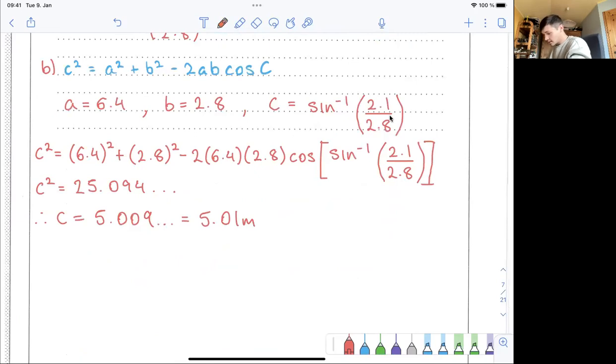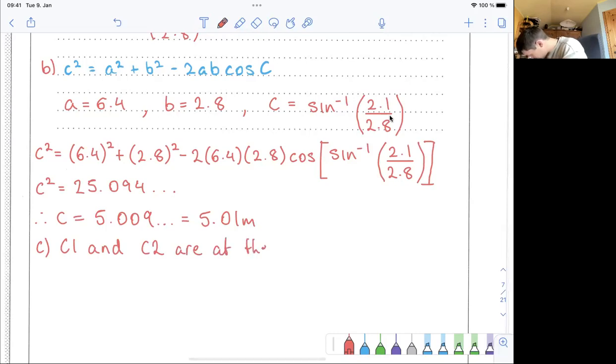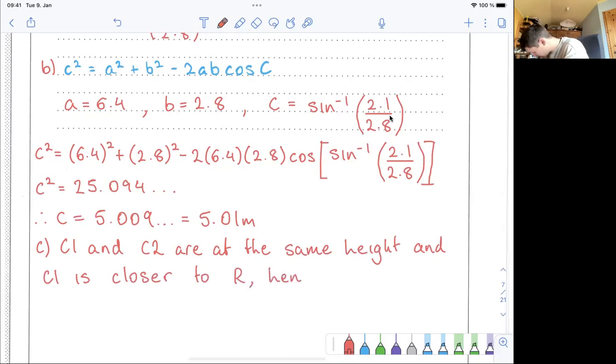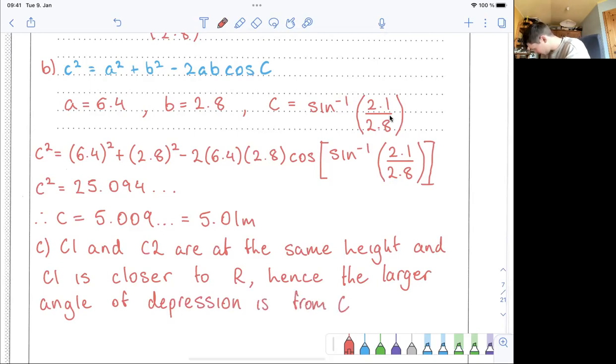So if we come down here, we'll say C1 and C2 are at the same height, and C1 is closer to R, hence the larger angle of depression is from C1. All right, and there you have the answer to part C.